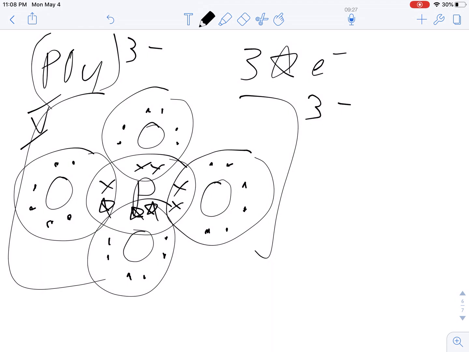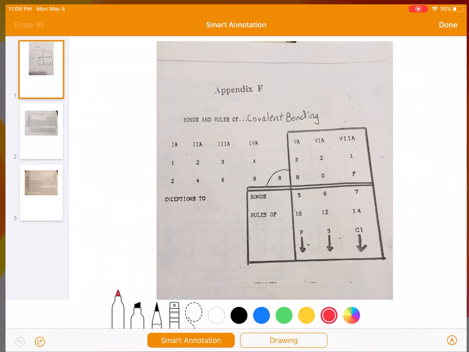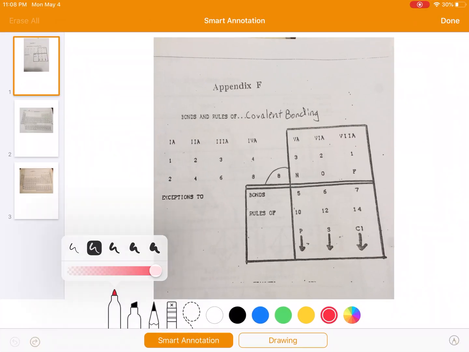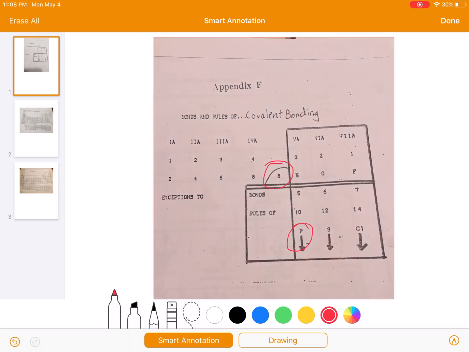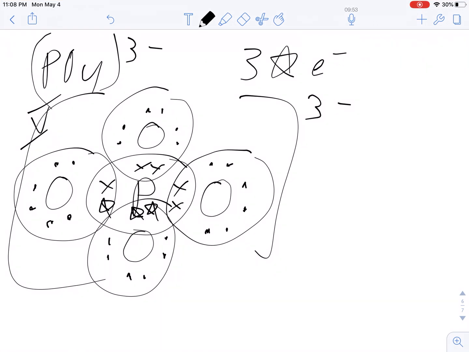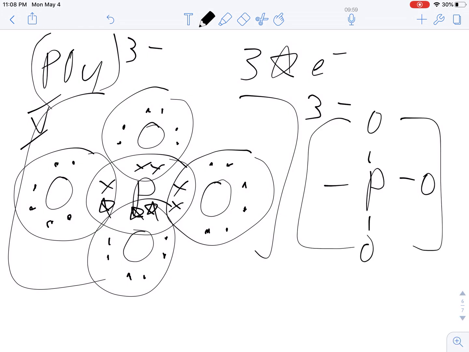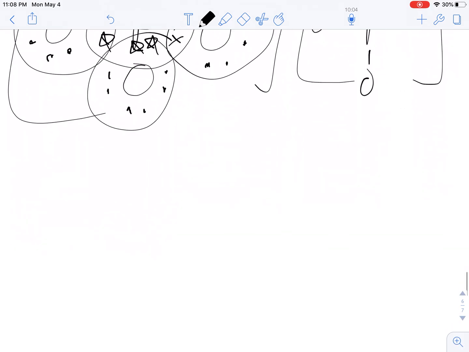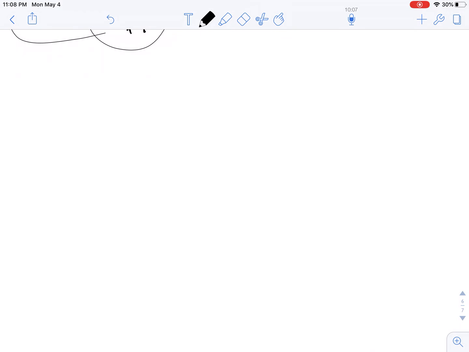So I go look at my appendix F, and sure enough, there's good old phosphorus, and phosphorus follows the rule of 8. But wait, it can also follow the rule of 10. So that means I have to go back and check to see if it follows the rule of 10 as well. It's in the middle of my molecule, so there's a good chance that it will. The line bond structure for this is that.